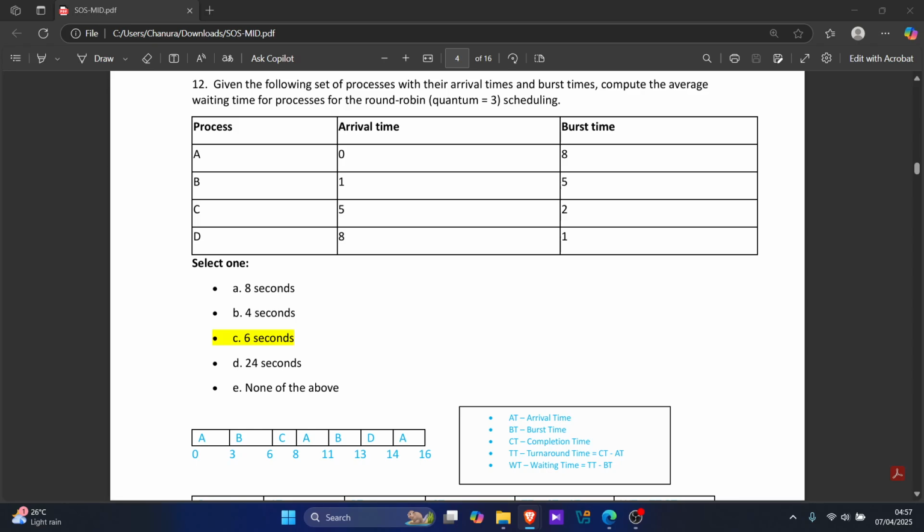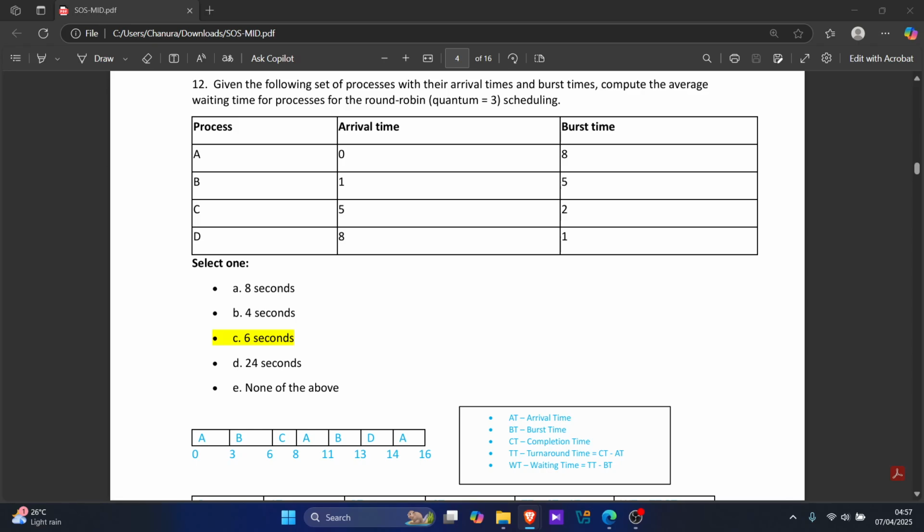A has 5 remaining. Quantum is 3. So run A for 3 units. Time 8 to 11, A runs. Remaining burst, 5 to 3 equals 2. At time 11, check arrivals, none. The queue now is B, D, A.